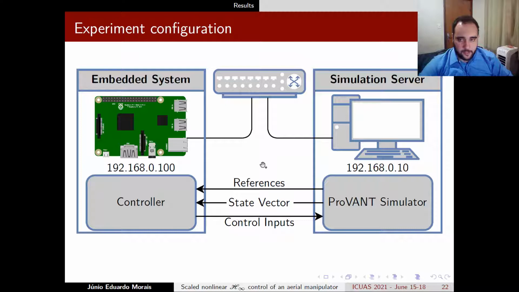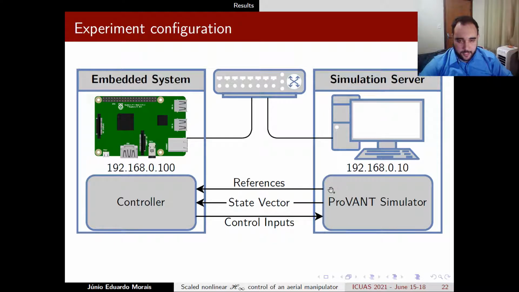The simulation is executed using the Provant simulator software developed at UFMG to facilitate testing of nonlinear control strategies applied to UAVs. In this case, we implement the control law inside an embedded system composed of a Raspberry Pi 3, communicating via 1 gigabit per second Ethernet connection to a general-purpose computer running the simulation software.